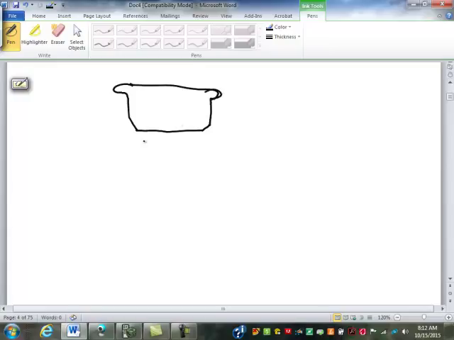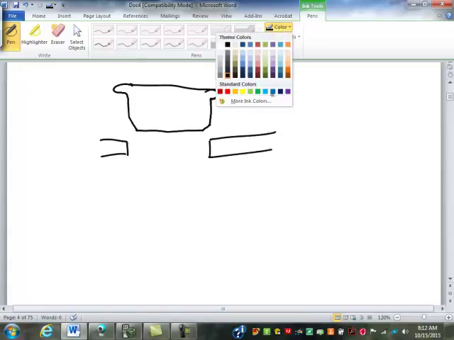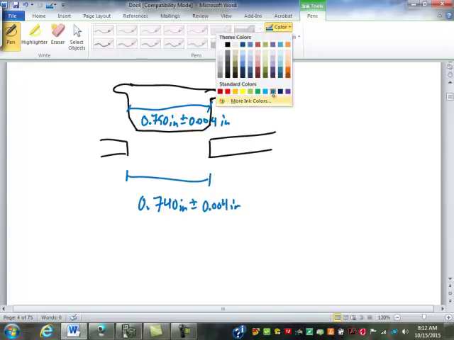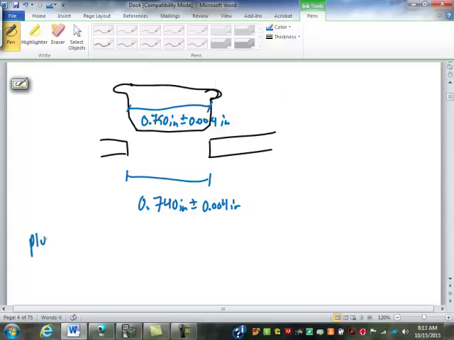Let's look at, for an engine block, a frost plug. What holds a frost plug in? Friction. The fact that the plug is slightly larger than the hole. So let's say that this is a 0.750 inch plug, plus or minus 0.004 inches. My hole is 0.740 inches, plus or minus 0.004 inches. This is what we would call an interference fit.